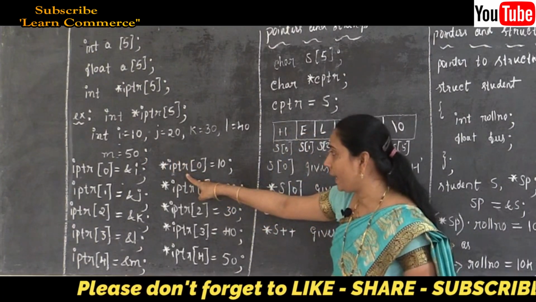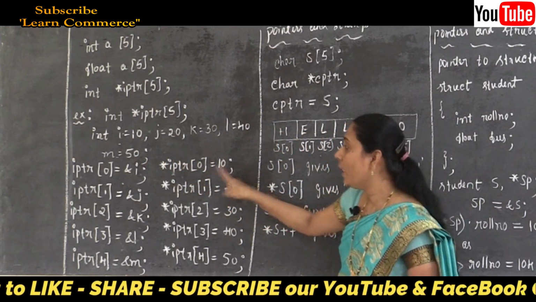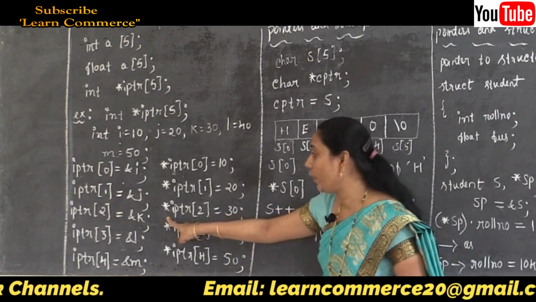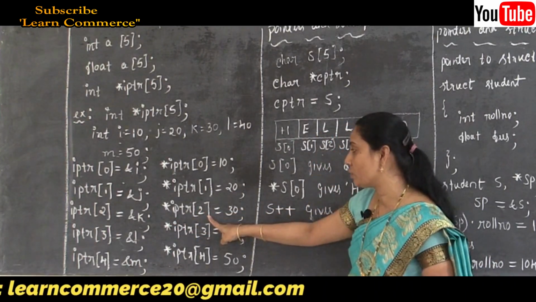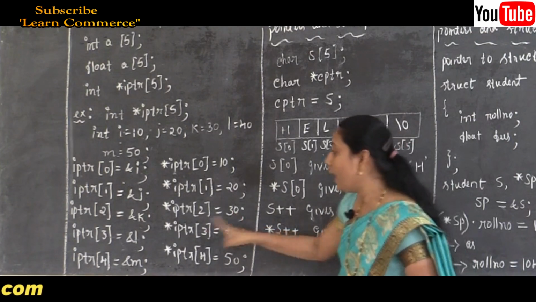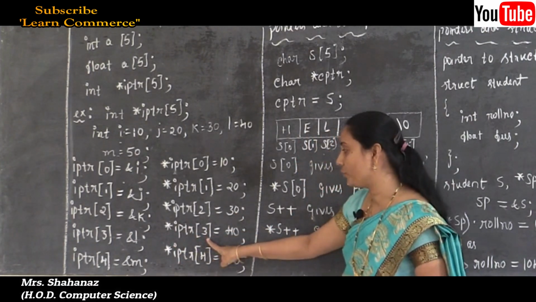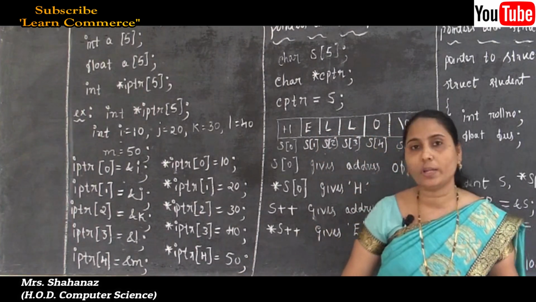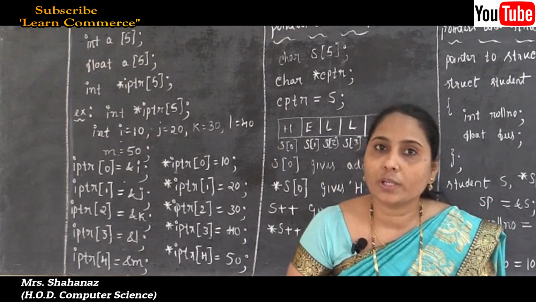So pointer iptr is equal to 10, pointer iptr of 1 is equal to 20, and pointer iptr of 2 is equal to 30, and pointer iptr of 3 is equal to 40, and pointer iptr of 4 is equal to 50. So is this point clear here?